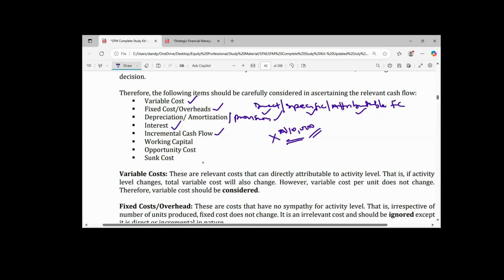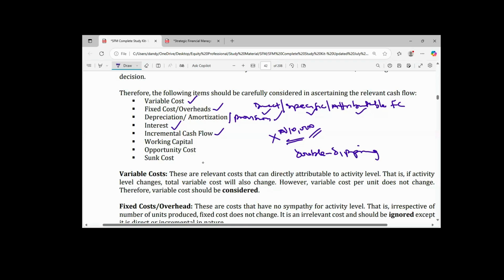When you include the absolute amount of interest, that means you are double dipping, which means that you are treating interest twice. When you treat something twice, that means you are double dipping. So that is how you are going to treat interest.